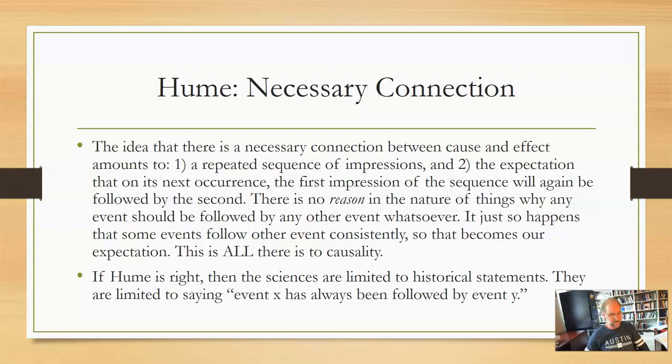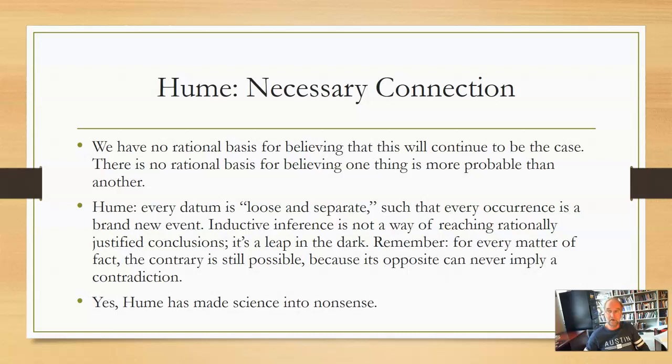If Hume is correct in this, the sciences are limited to historical statements. They can only report past observations. Sciences are limited to saying, event X has always been followed by event Y. Further, we have no rational basis, reason in relation to ideas, for believing that this will continue to be the case, or even that it will probably be the case. We have no rational belief for believing that one thing is more probable than anything else. It's all habit, it's all expectation, it's all subjective.